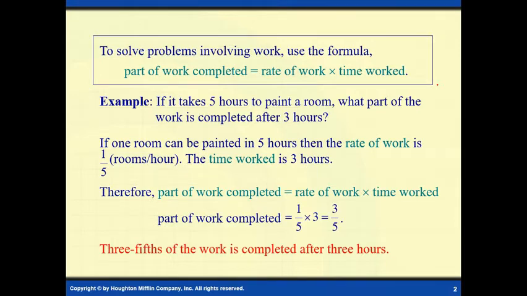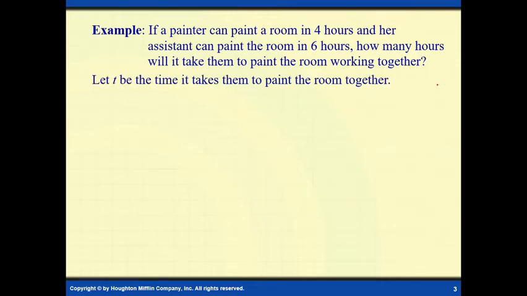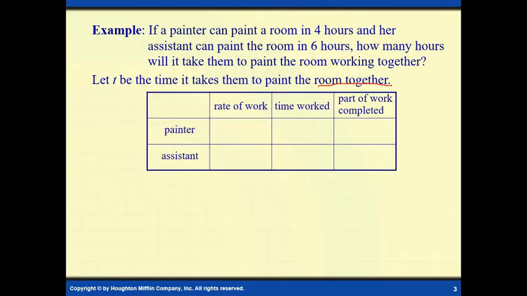Now, where the word problems come in at is an example like this. If a painter can paint a room in 4 hours and her assistant can paint a room in 6 hours, how many hours will it take them to paint the room working together? Okay, and so what's going to happen here is we're going to let time be them working together, painting the room together, and that's key.